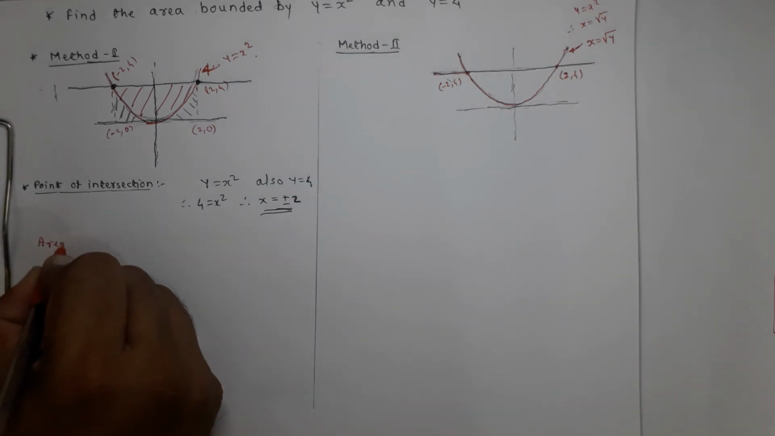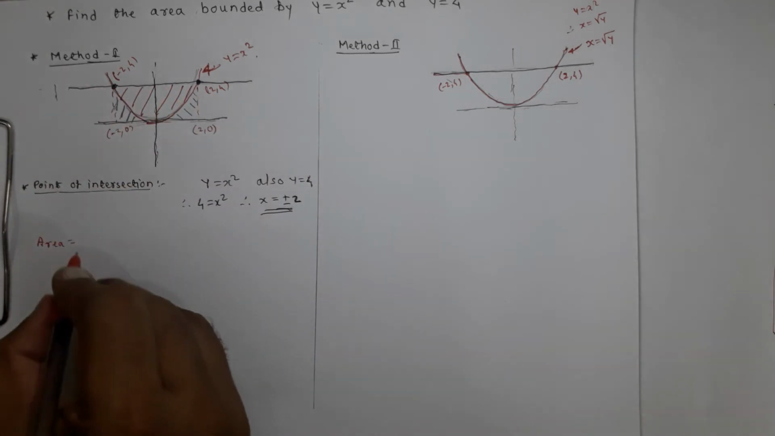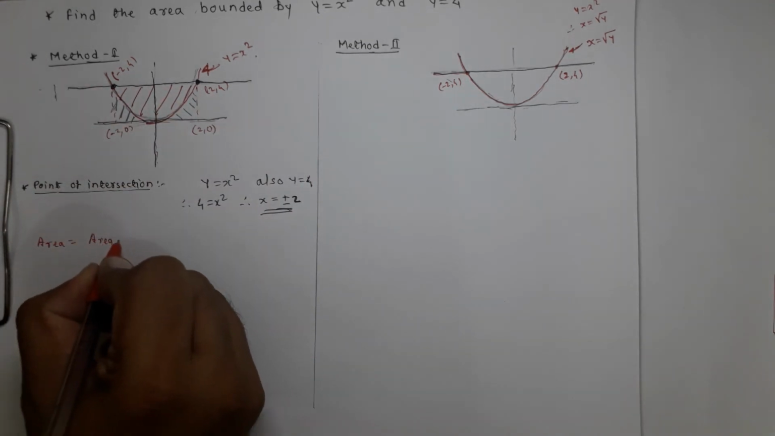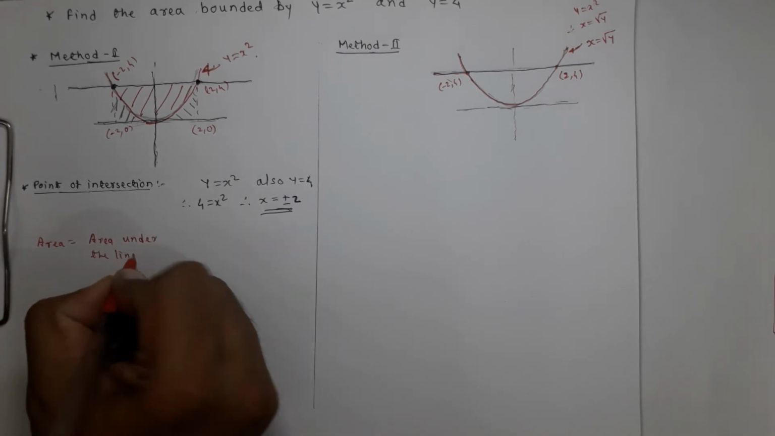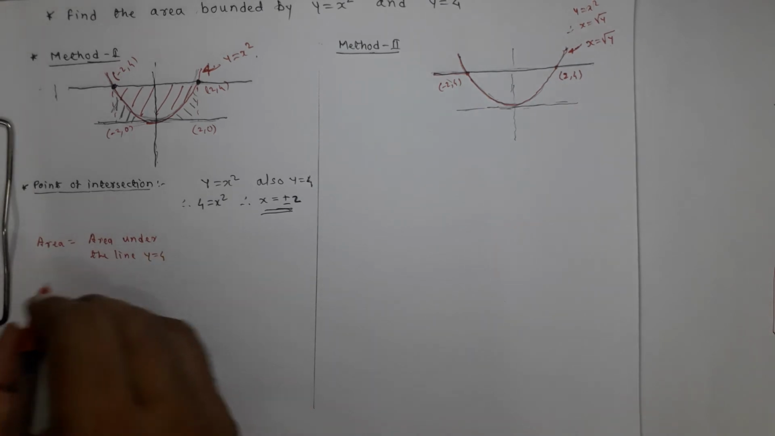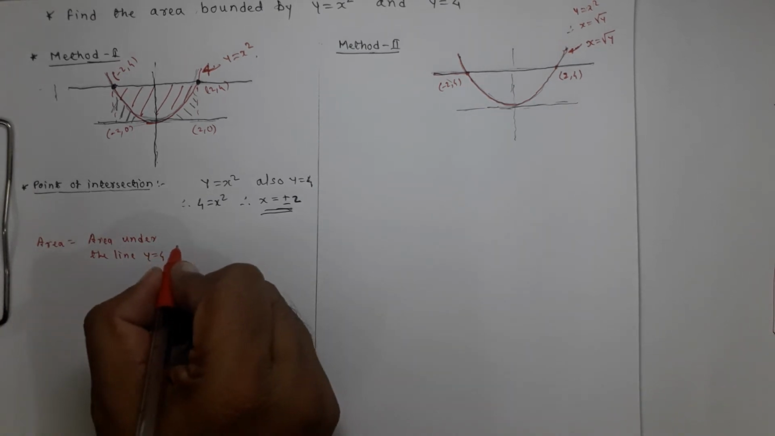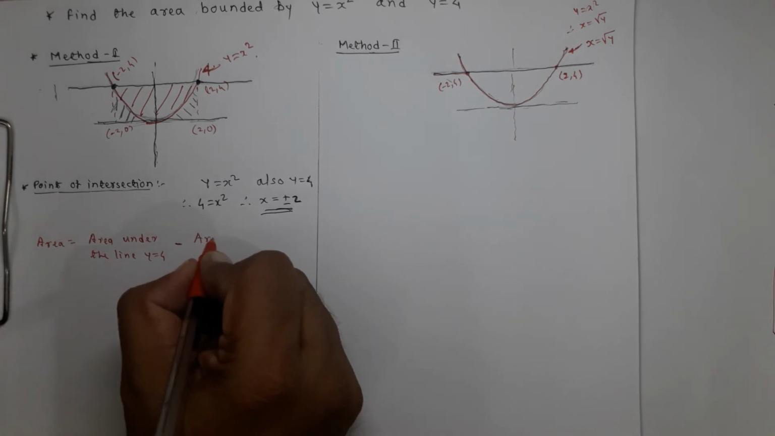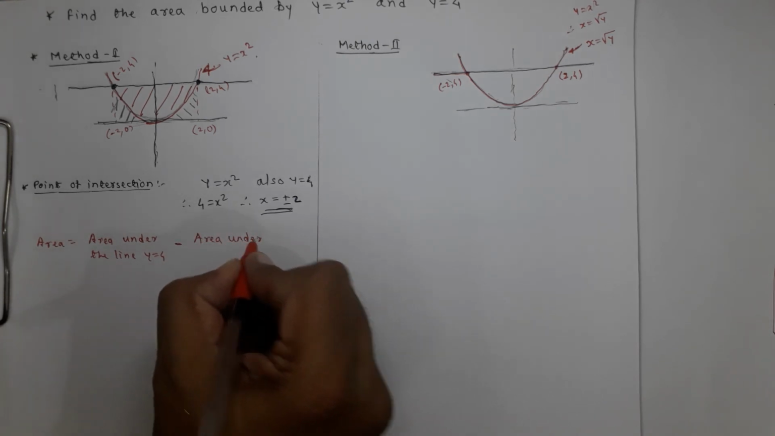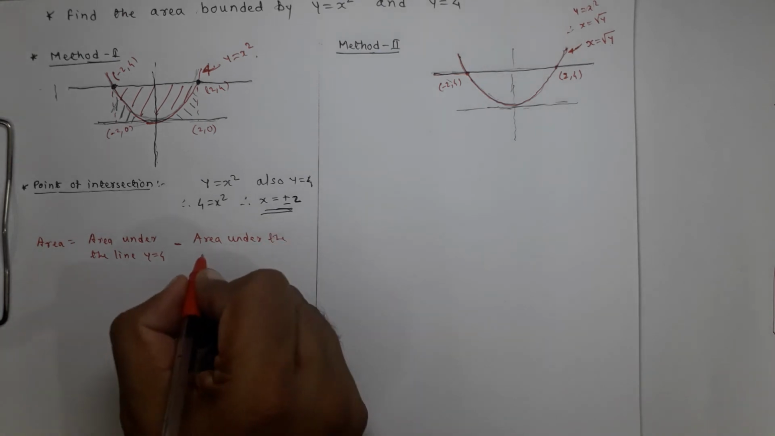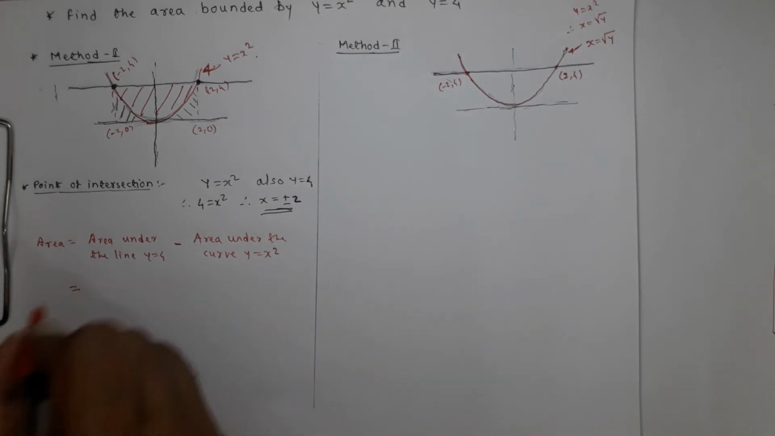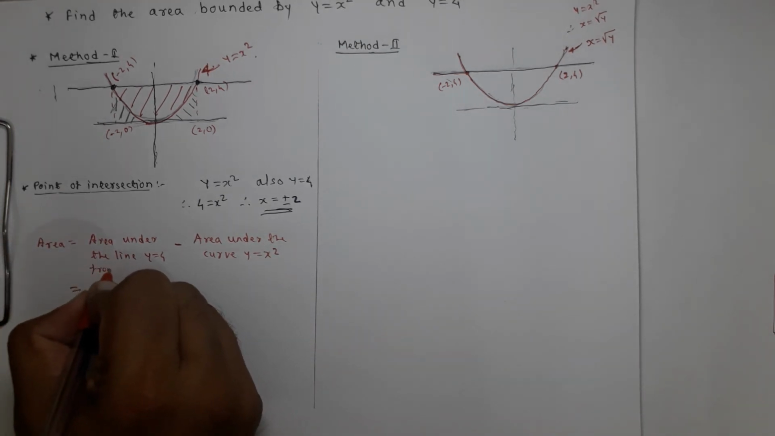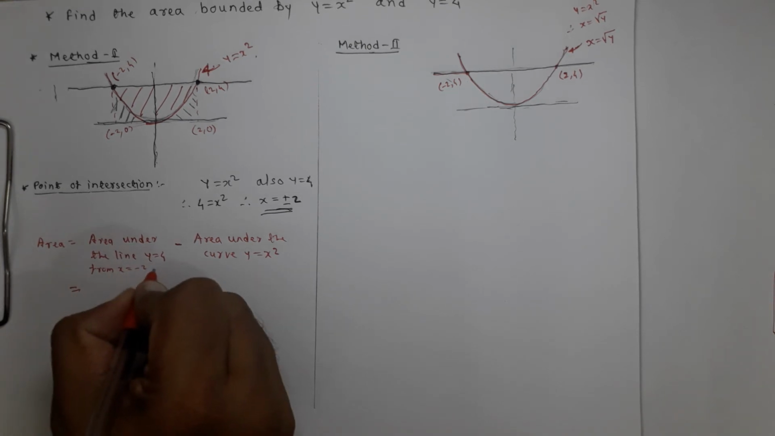Area A is equal to area under the line y is equal to 4 and minus area under the curve y is equal to x square, from x is equal to minus 2 to x is equal to plus 2.